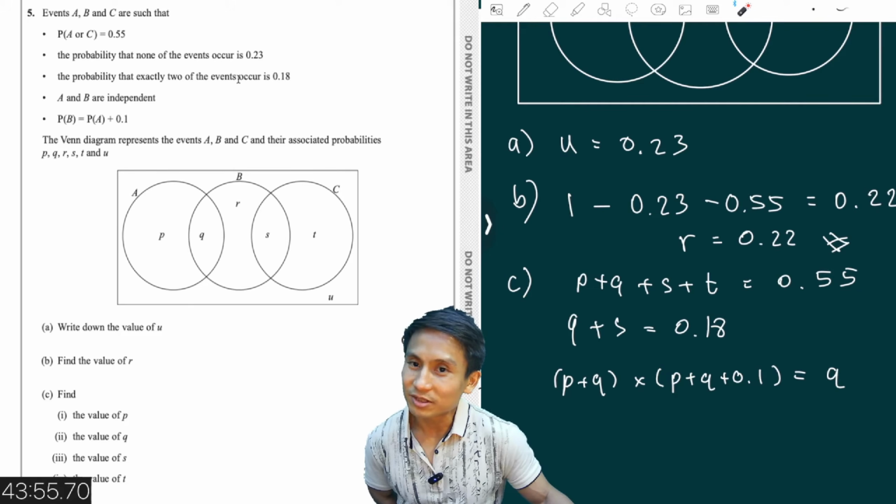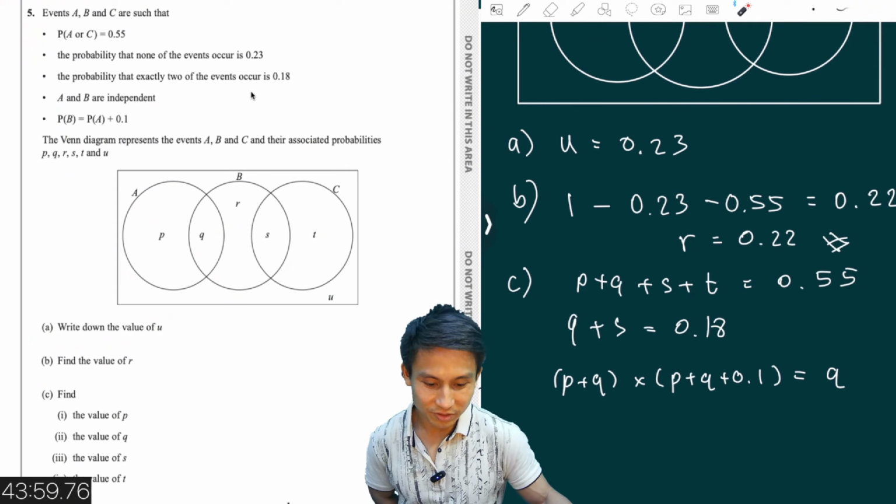None of the events occur. That's already U. Exactly 2 events, Q and S. How are we going to use Q and S? A and B are independent.